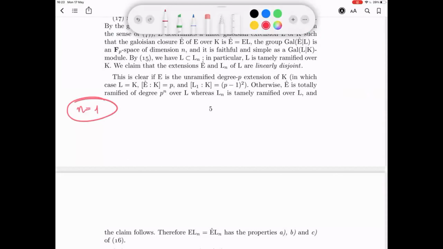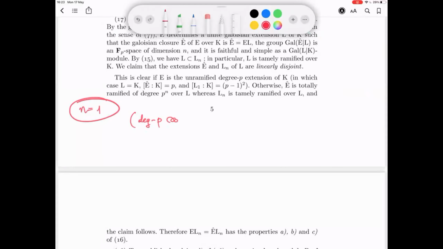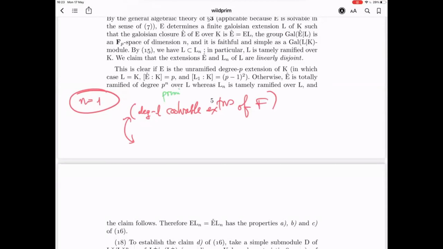Let me just end by saying what happens when n is equal to 1. There are certain things which we didn't need to. So here it's going to be what? Primitive, I can omit the word primitive. I just need degree L. It's not P, it's called L now. So if n is equal to 1, then what I have is degree L solvable extensions of F. That is the set which I want to consider, right? And there's a word which is missing, and that is the word primitive.